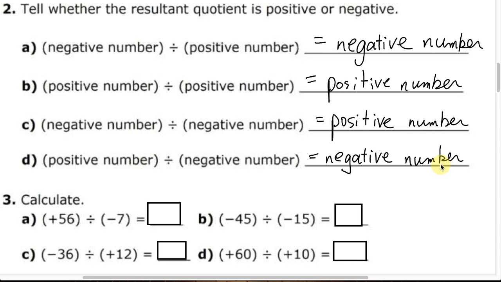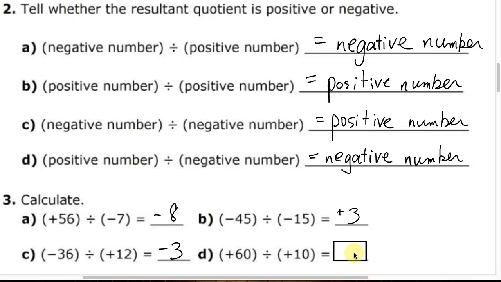So based on that, we should be able to answer these questions in number 3 without too much difficulty, without having to draw any number lines or anything like that. We can just use our rules. First of all, a positive divided by a negative is going to be a negative, and 56 divided by 7 will give you 8. In part B, a negative divided by a negative is going to be a positive, and 45 divided by 15 is going to give you 3. Negative 36 divided by positive 12, a negative divided by a positive is going to be a negative, and 36 divided by 12 is 3.